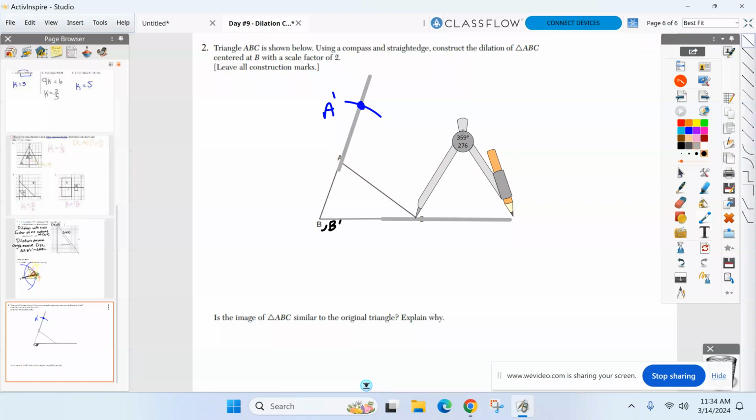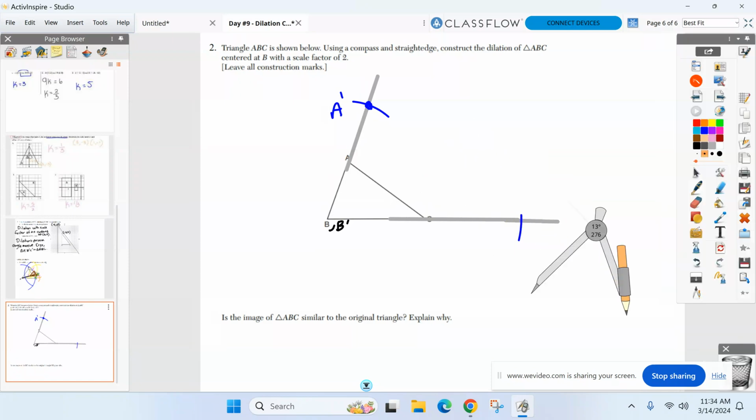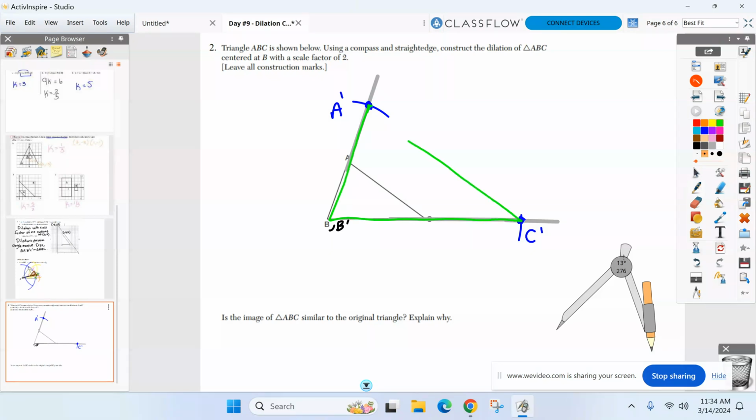I did not make it long enough. Would we lose points if we don't write B prime? I probably wouldn't, no, as long as I don't see B prime somewhere else.